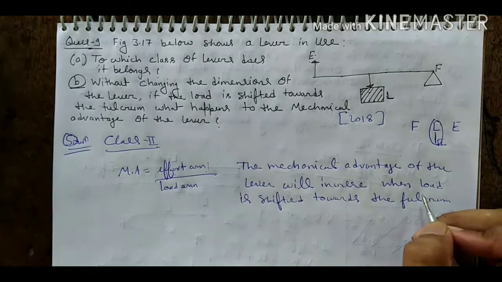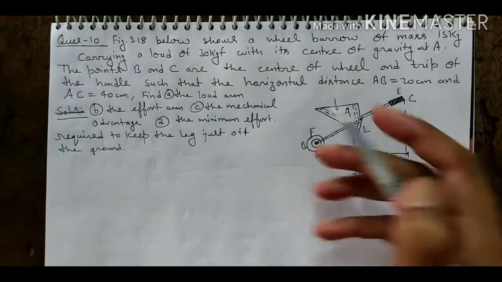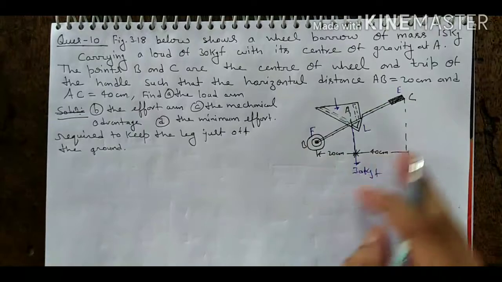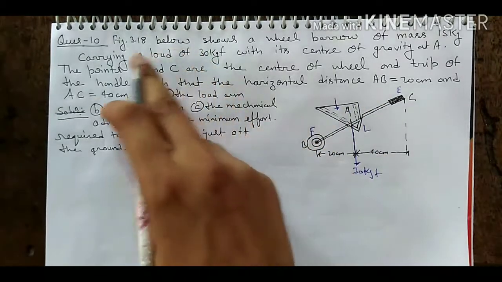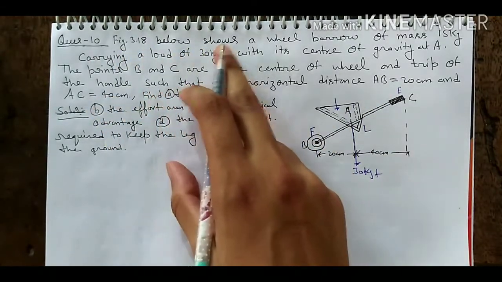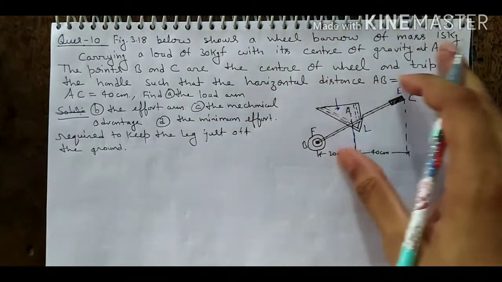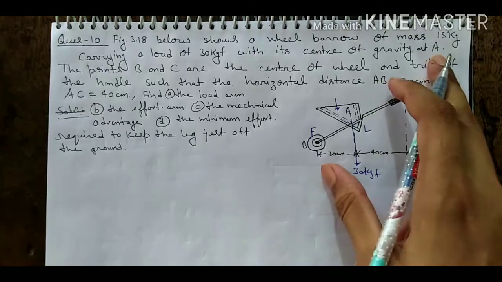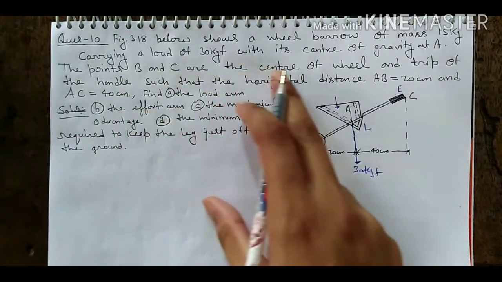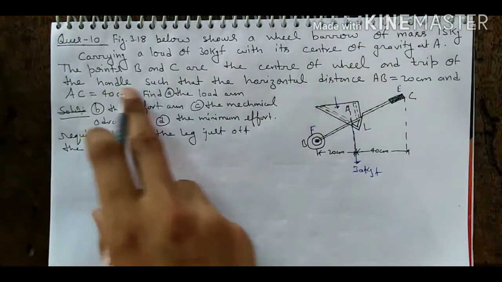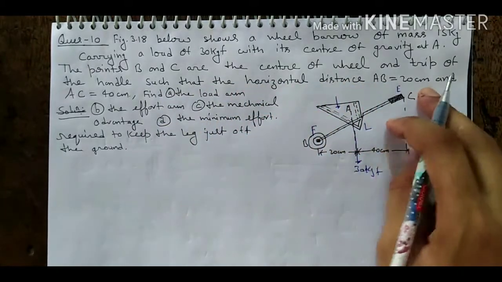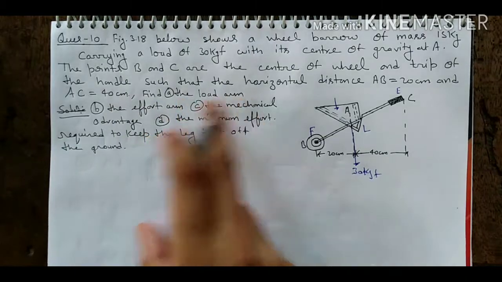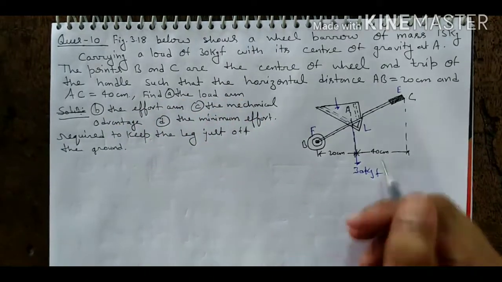And now we will solve the question number 10. Question number 10 student, very simple. Figure 3.18. This diagram is given in book. This figure 3.18 below shows a wheelbarrow of mass 15 kg carrying a load of 30 kg with its center of gravity at A. The points B and C are the center of wheel and the tip of the handle, such that the horizontal distance AB is 20 cm and AC is 40 cm. Find the load arm, effort arm, mechanical advantage and minimum effort.